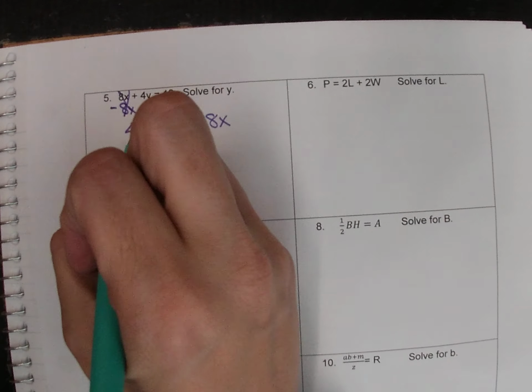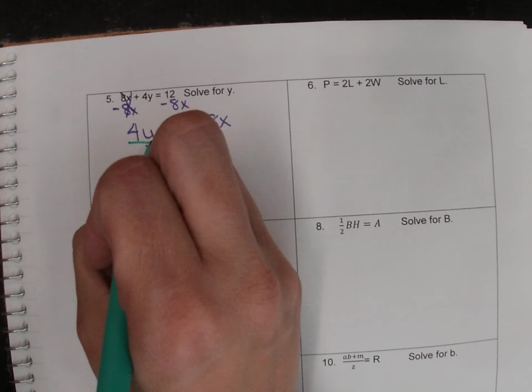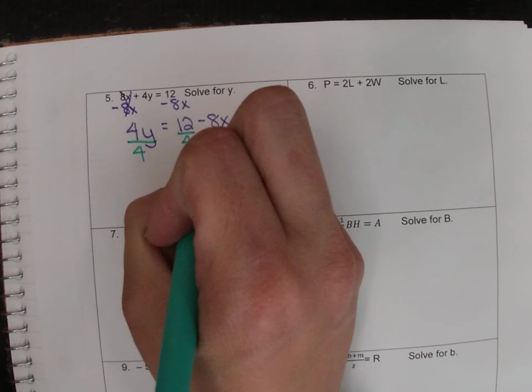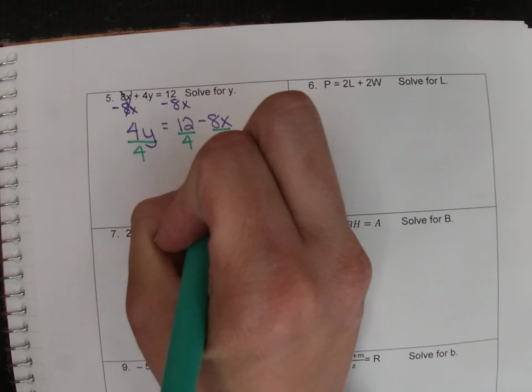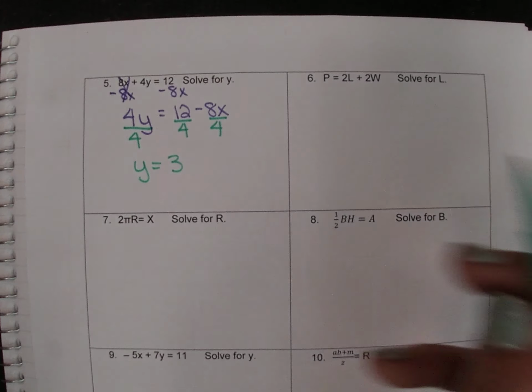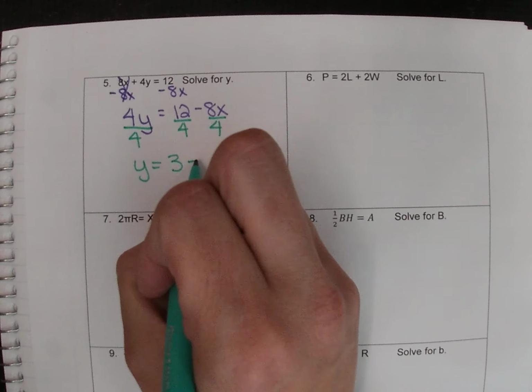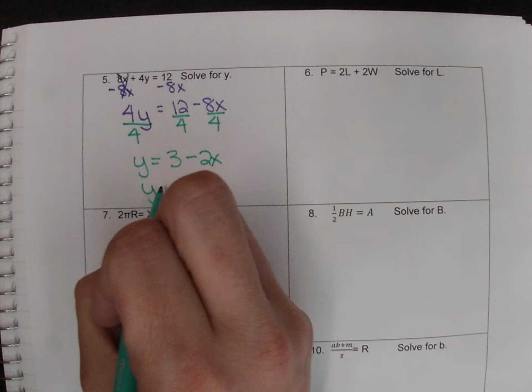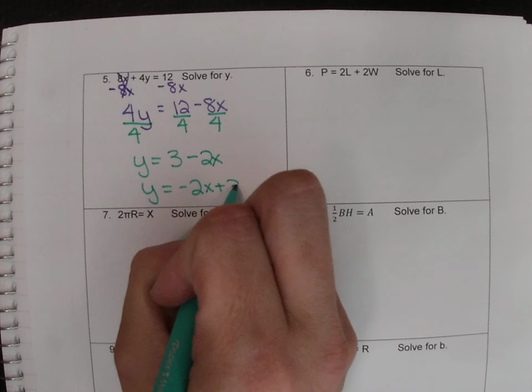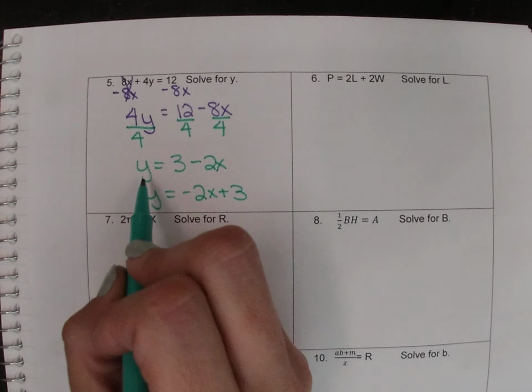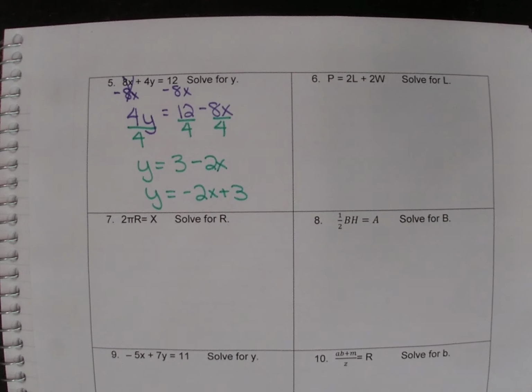Then we will undo our multiplication with division, and here's a case that it's going to be helpful to write it in each place because we can simplify. Right? 12 divided by 4 is 3. Negative 8 divided by 4 is a negative 2. And you might also see that as a negative 2x plus 3. Either of those options would be correct.